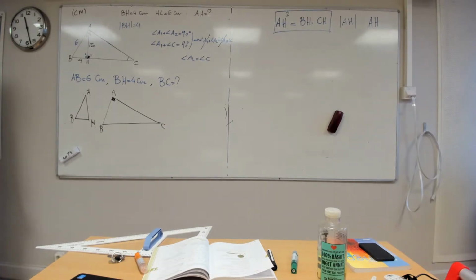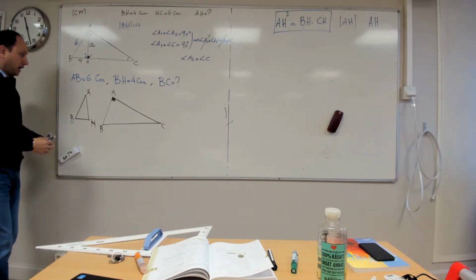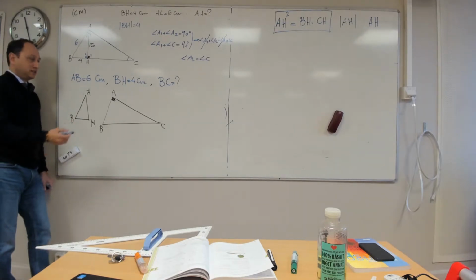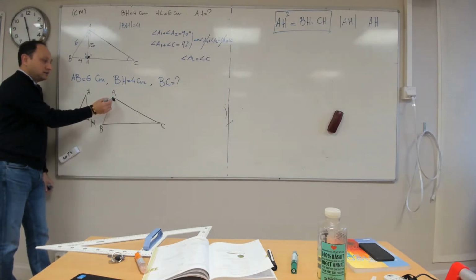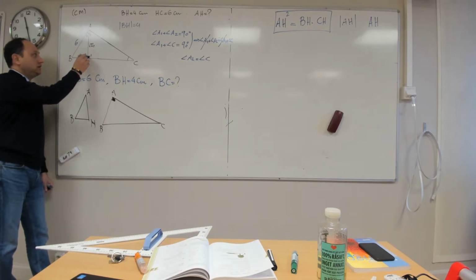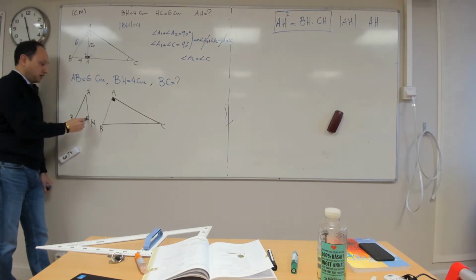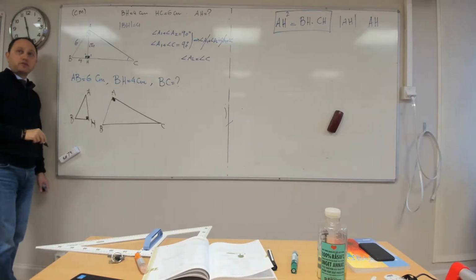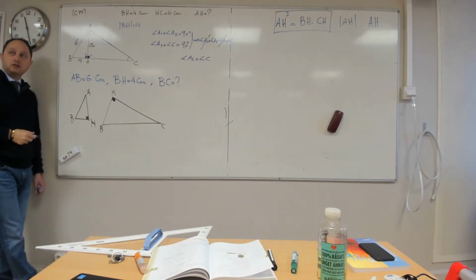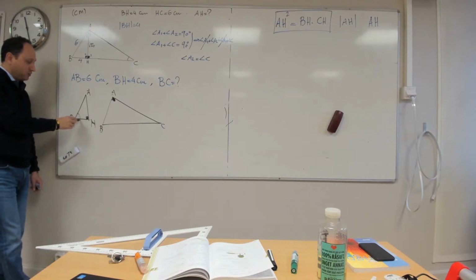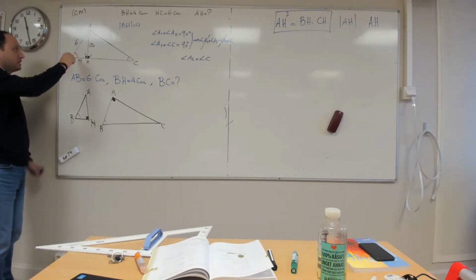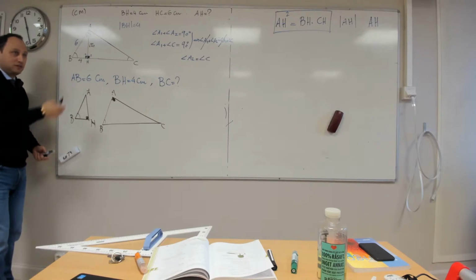Yes, because two angles are the same. Can you mention two angles? One angle is very clear. This is what? 90. This one is also 90. So one angle from this one is equal to one angle from that one. But what is the other angle? B. Yes, because this is actually the same angle. It was the same angle. I pulled them out, they are the same angle.